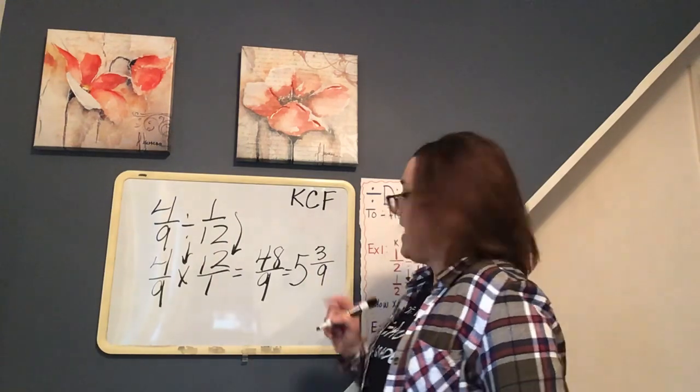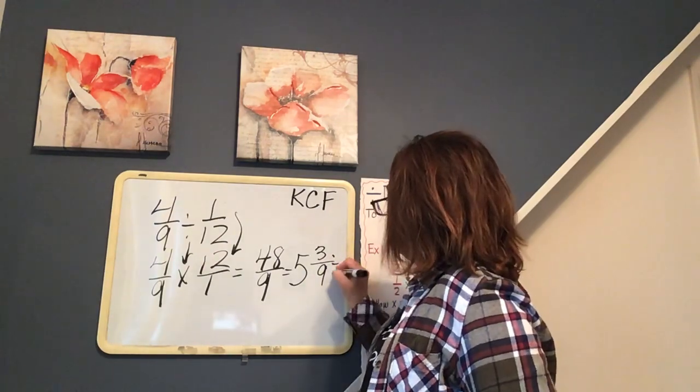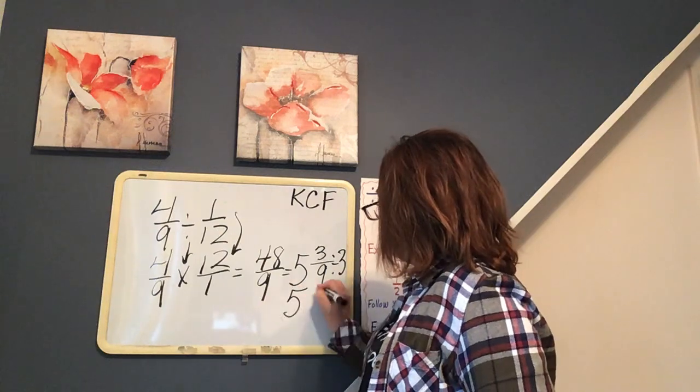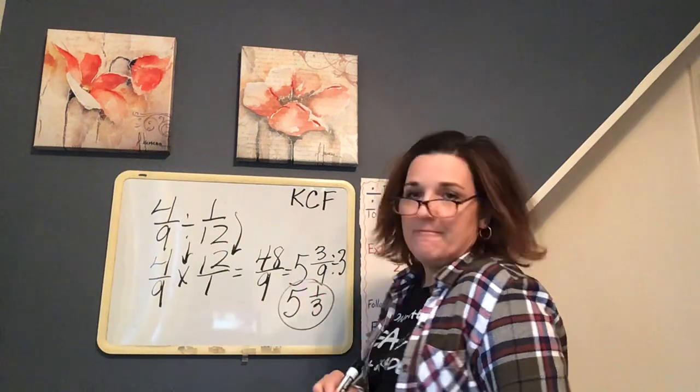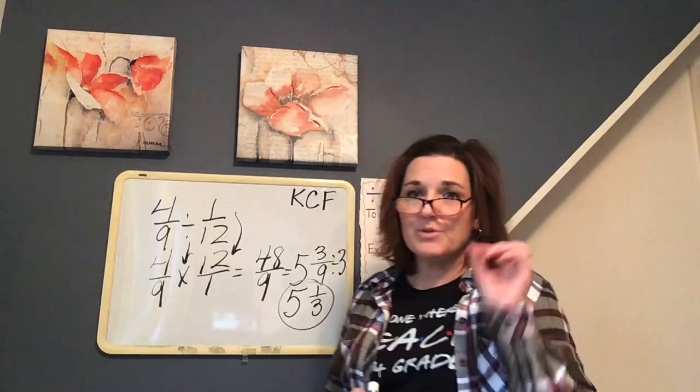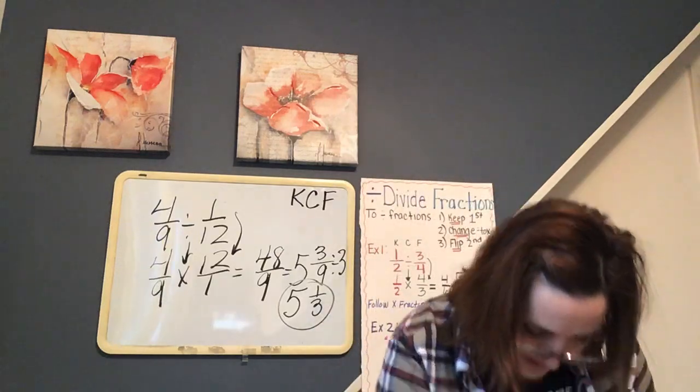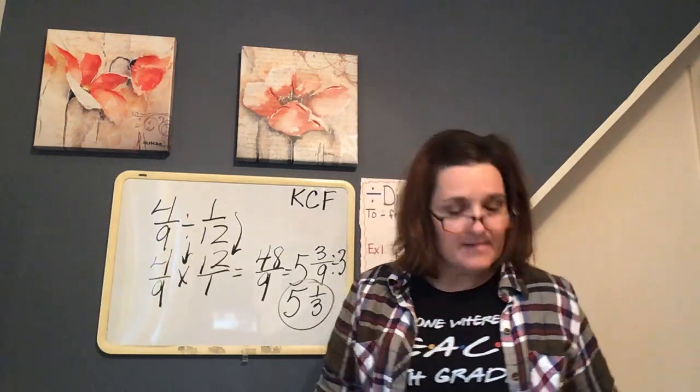Not done. Why aren't we done? 3 and 9 have a common factor. You need to divide this by 3. Our final answer, 5 1/3. Super important to reduce those fractions. All right, one last concept, mixed numbers.